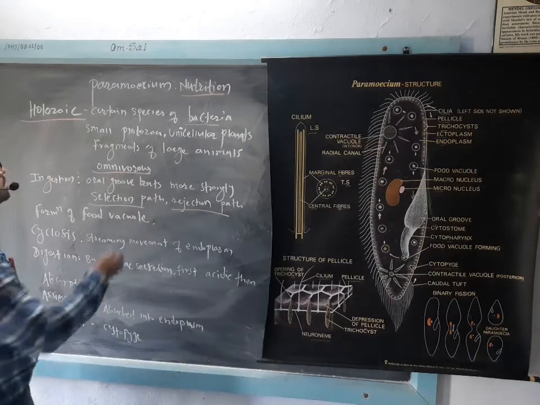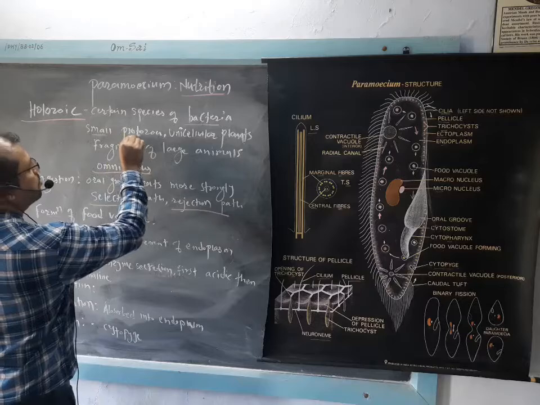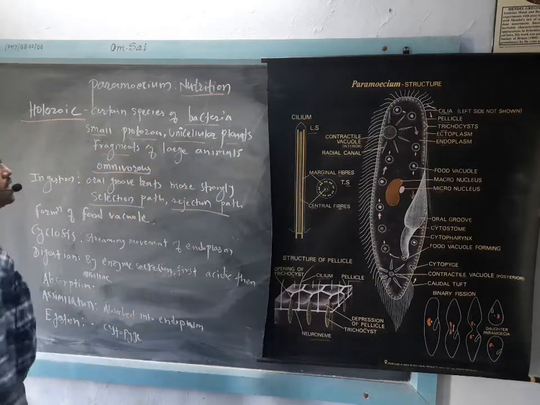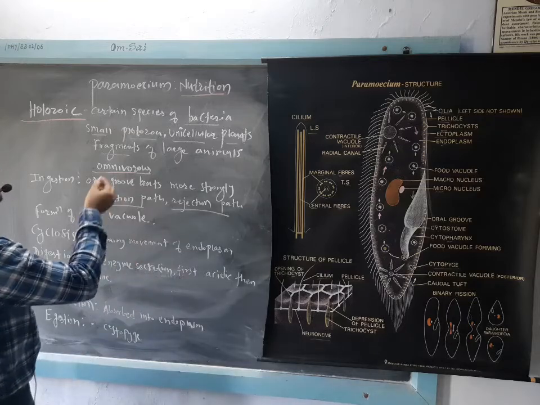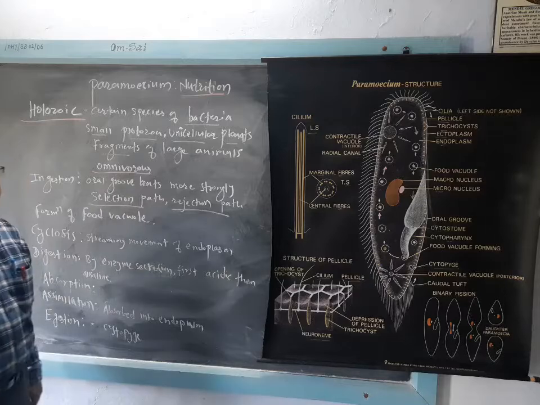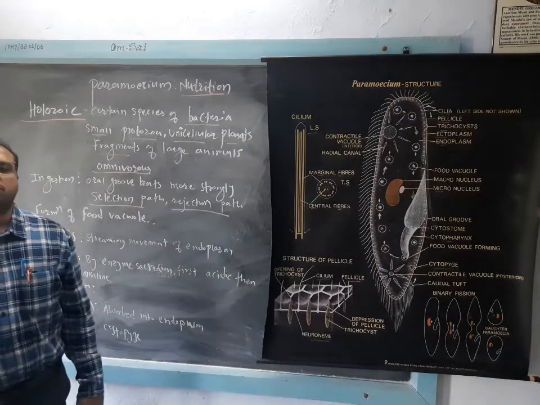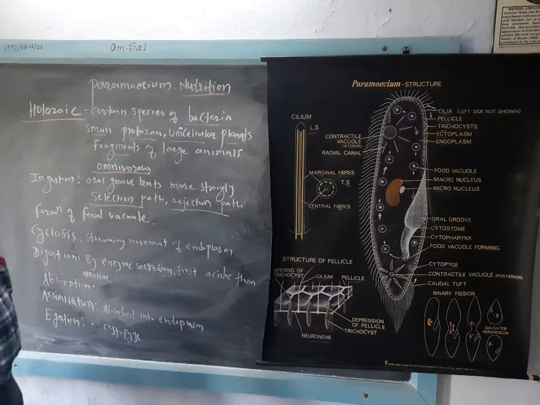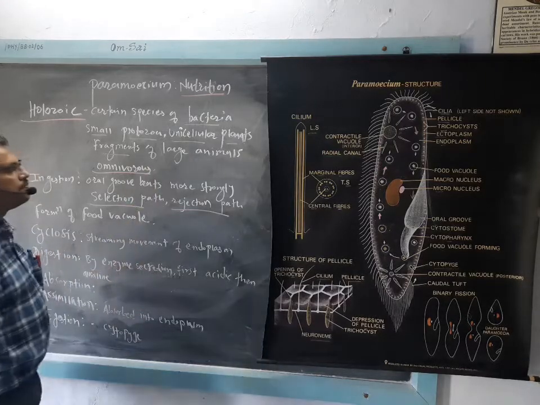It also feeds on small protozoa, unicellular plants, and fragments of large animals, and due to this diversity in feeding, it is called omnivorous. Omnivorous means those which feed on grass, vegetables as well as flesh. These are called omnivorous.